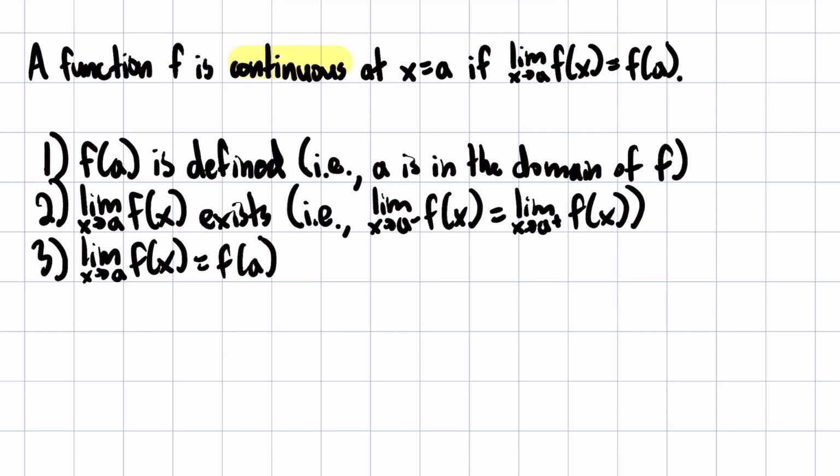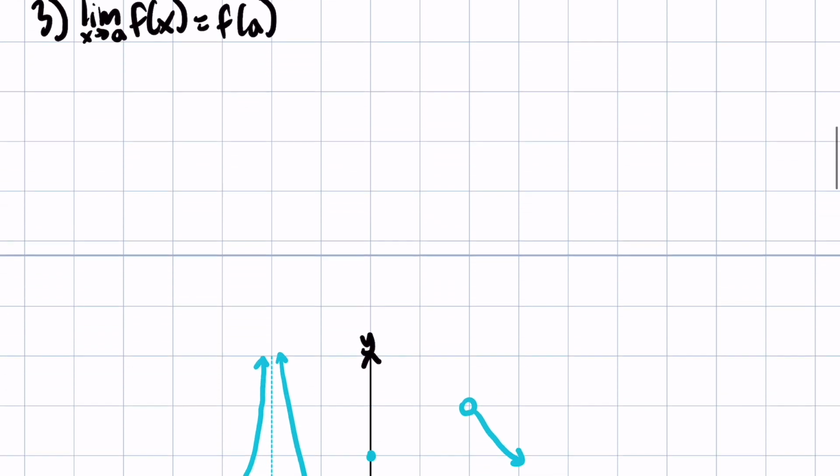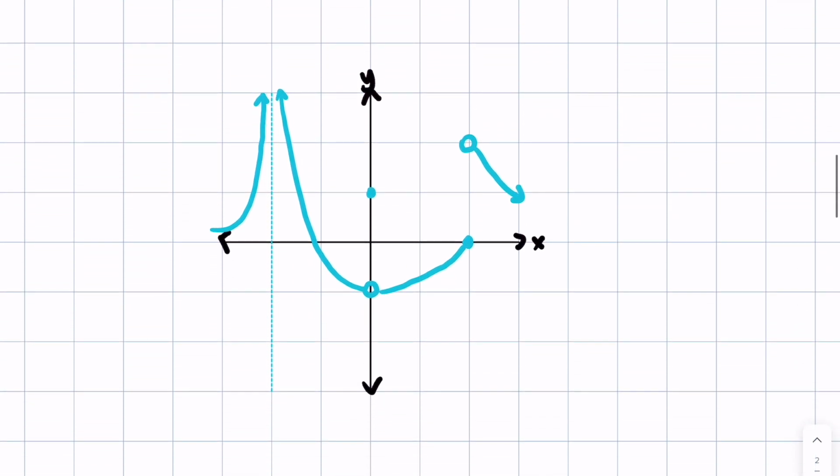So those are the three things that we check for when we're looking at whether a function is continuous at a point. So here's a graph of a function that has three different discontinuities, and we're going to talk about each kind. So first, here at x equals -2, we have this asymptote. From the left-hand side, the function's approaching infinity. From the right-hand side, the function's approaching infinity. So our limit exists and equals infinity.